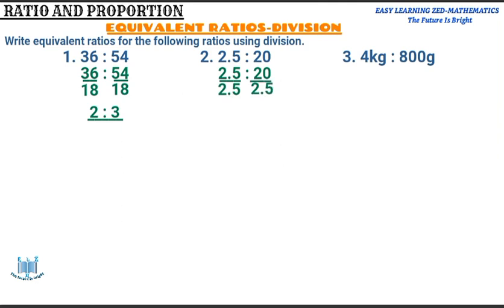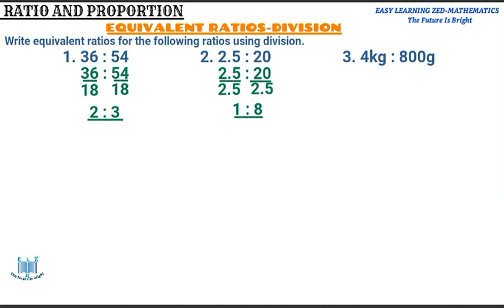2.5 divided by 2.5 will give us 1. Then 20 divided by 2.5 will give us 8. 2.5 goes 8 times into 20, so we have 8 there, and the ratio we come up with is 1 to 8. So the equivalent ratio of 2.5 to 20 is 1 to 8. So 1 to 8 is equivalent to 2.5 to 20.